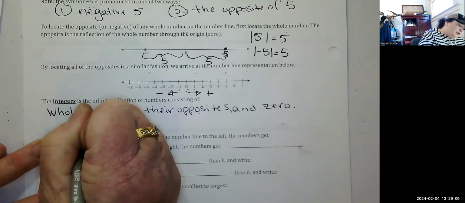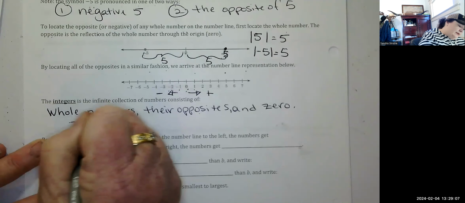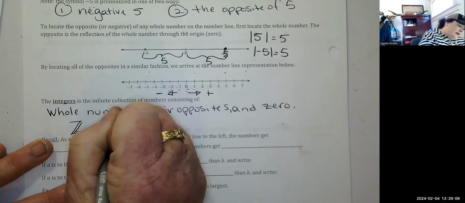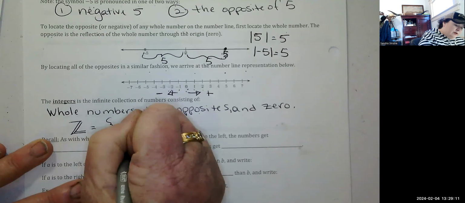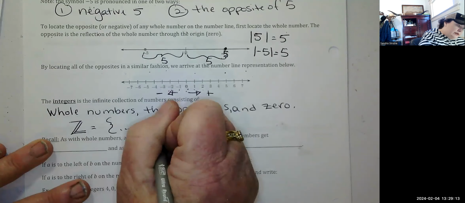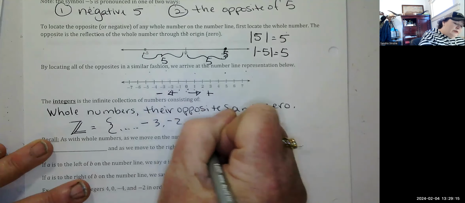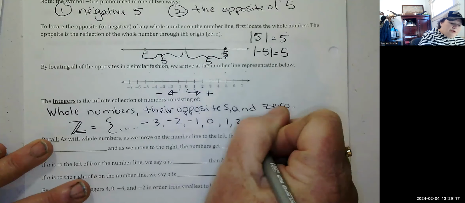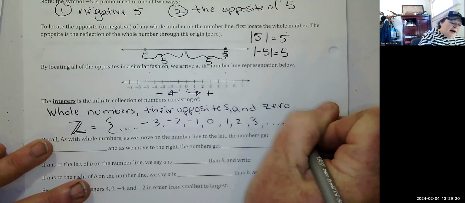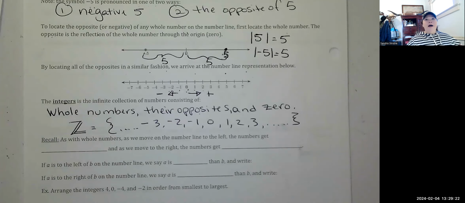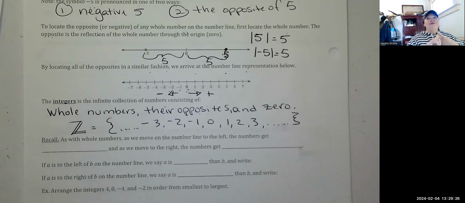So integers is labeled like this. And it's just the set from negative infinity, -3, -2, -1, 0, 1, 2, 3, and then all the way to positive infinity. Please keep in mind, for integers we have not discussed fractions or decimals. That is not an integer.